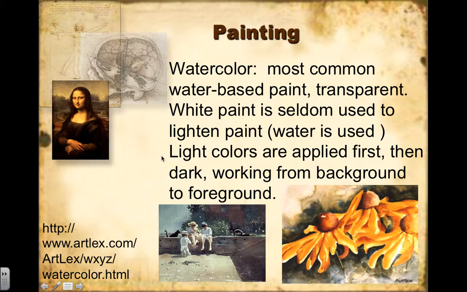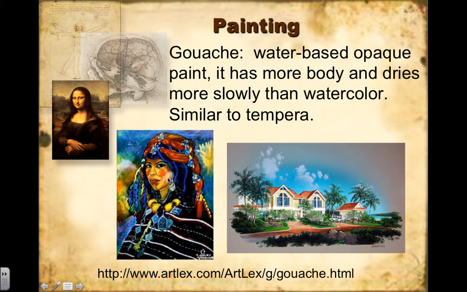Watercolor is the most common water-based paint. It's transparent. White paint is seldom used to lighten paint. Normally you would use water if you're going to create a lighter shade of a color. Light colors are applied first, then dark, working from the background to the foreground. So that would be your watercolor paint.